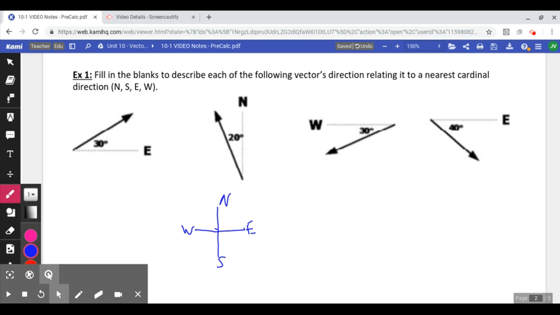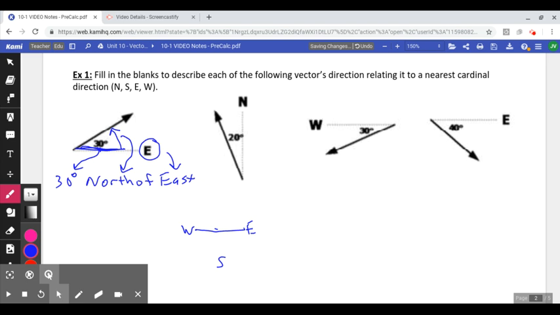And this one is 30 degrees, and the reference here is east. So it's going to be important for you to look at where that reference is. If we think about starting on this line, we would have to rotate to the north by 30 degrees. So the way we're going to name this is we're going to say that this vector is 30 degrees north of east. So your reference goes here, the direction of movement goes there, and the amount of direction, or the degrees, would go first.